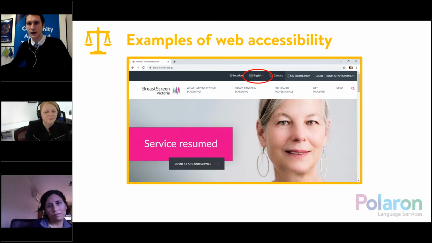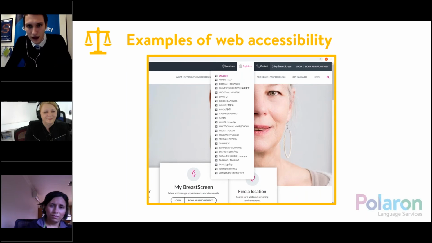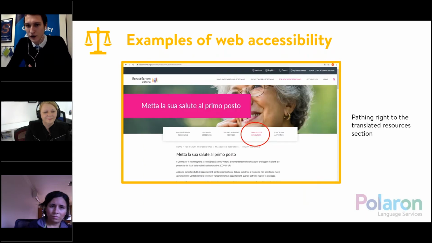Next slide, if I click on that button, bang, English and many, many other languages, all with the English spelling and the native spelling. That's perfect. Now I can go, oh, perfect. I speak Italian. I can click straight through to Italiano. Bang. Pathing to the right resources. This hits on the navigation section.